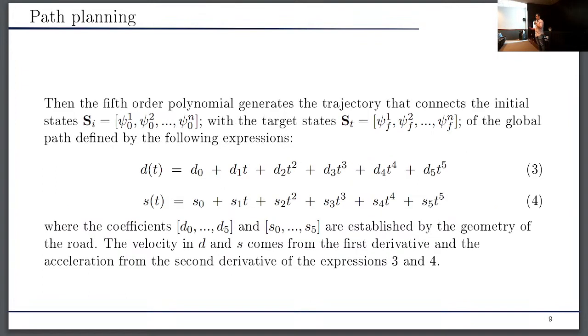Then the effect of the polynomial is applied. This algorithm generates the trajectory that connects the initial states of the reference path with the end states or target states of that path, as we can see in operations 3 and 4. With these expressions and the first and second derivatives, we obtain the speed and acceleration of the vehicle.